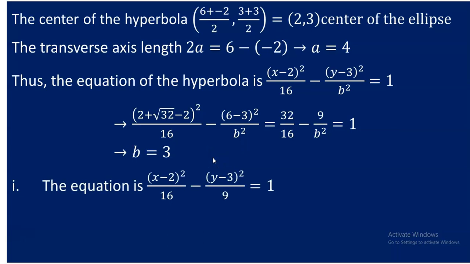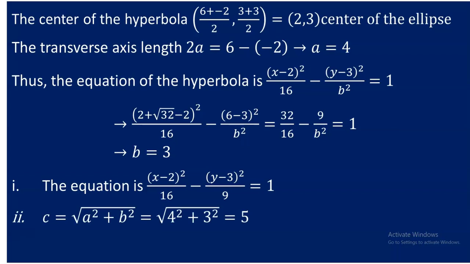Now the equation is going to be (x minus 2) the whole squared over 16 minus (y minus 3) the whole squared over 9 is equal to 1. This is the equation of the hyperbola. We are asked to determine the equation of the hyperbola, so it will be like this. And how can we determine c?